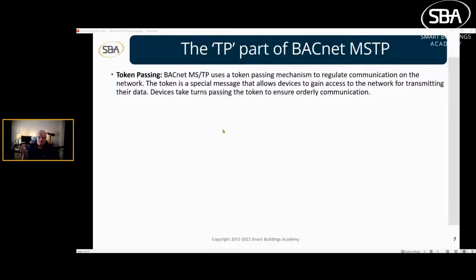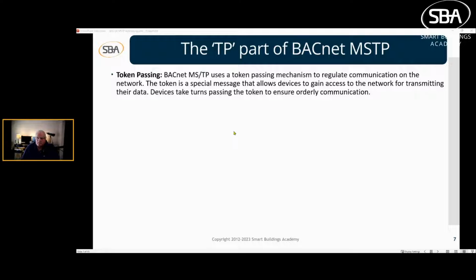So the TP part of the BACnet MSTP. TP stands for token passing. BACnet MSTP uses a token passing mechanism in its message packet to regulate communication on the network. The token is a special message that allows the device to gain access to the network for transmitting their data. Devices take turns passing the token to ensure orderly communication. And remember what I said earlier, a controller is not allowed to talk on the network.